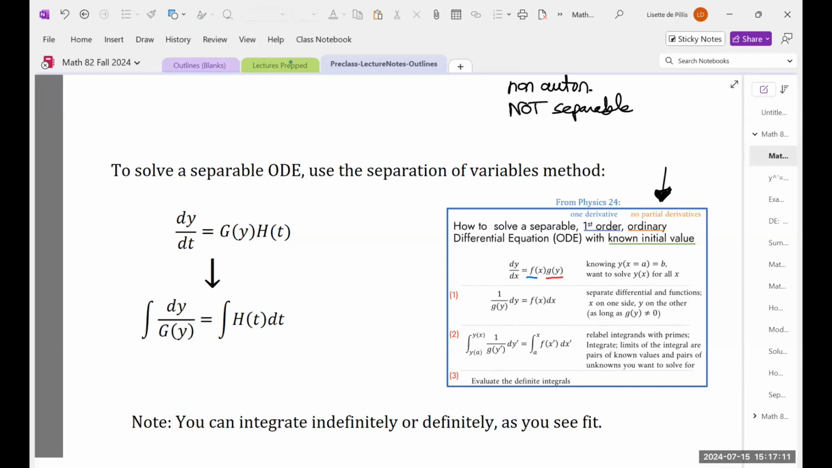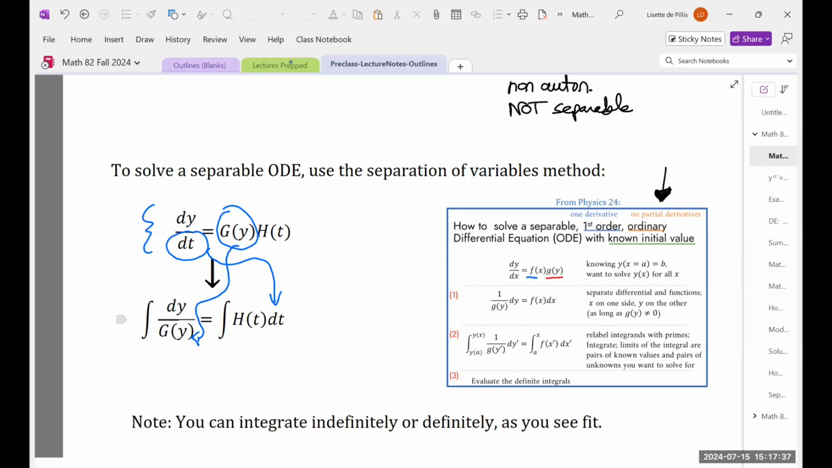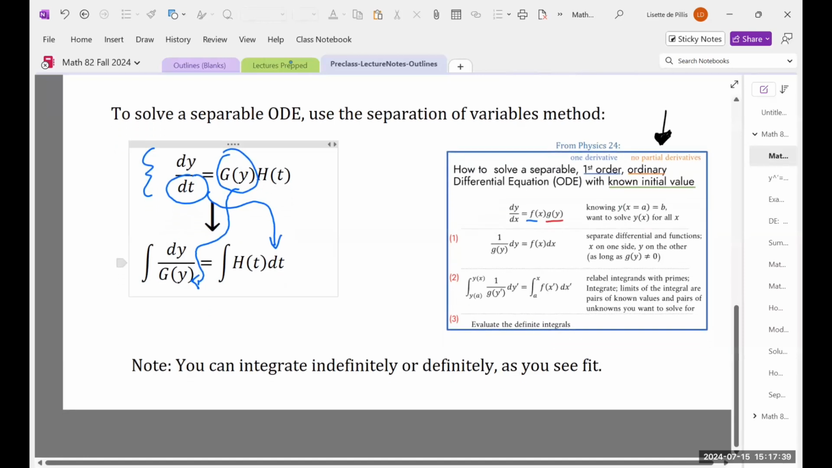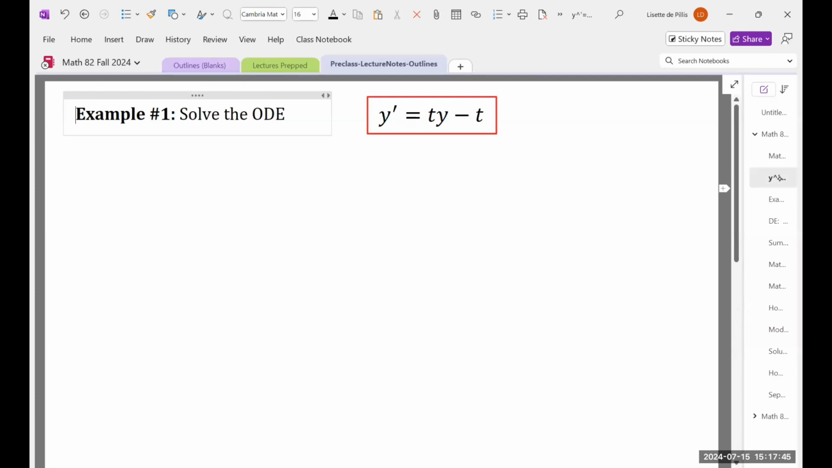Okay, so in Physics 24, you saw an f and a g. Here we're doing a g and an h. But essentially what you do is you treat the left-hand side, dy/dt, as a fraction. It's a slight abuse of notation, but we're going to see later in class why this is okay. And you move the dt over here, and then you take your g of y and you move it down here to the left, and then you throw integral signs around everything and integrate to your heart's content. Let's look at an example of how that works. Next page. Here is a first order separable ordinary differential equation.